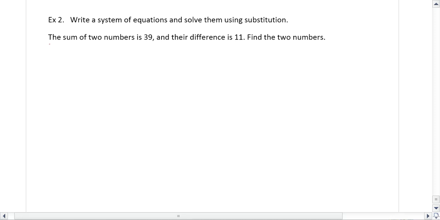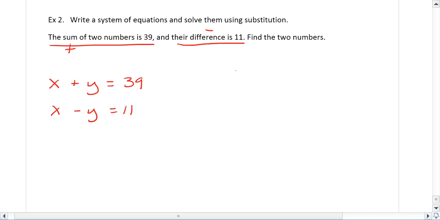So the first part says the sum of two numbers is 39. Well, the word sum means add. So if you add two numbers, their answer is 39. And then here it says their difference is 11. Well, the word difference means subtract. So you say x minus y equals 11, and then you're asked to find the two numbers.